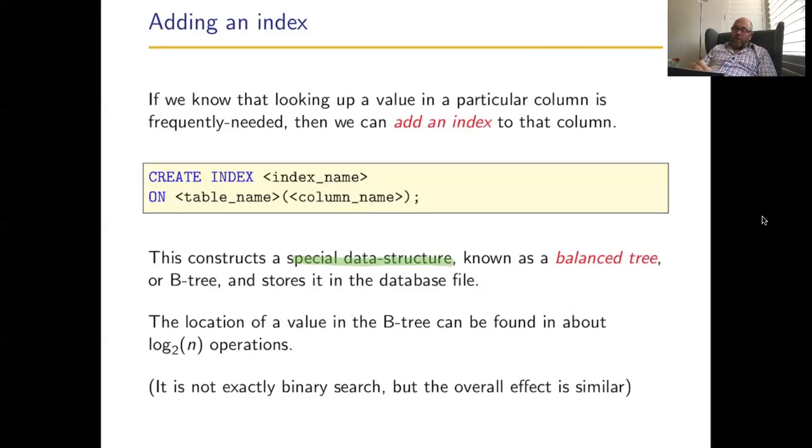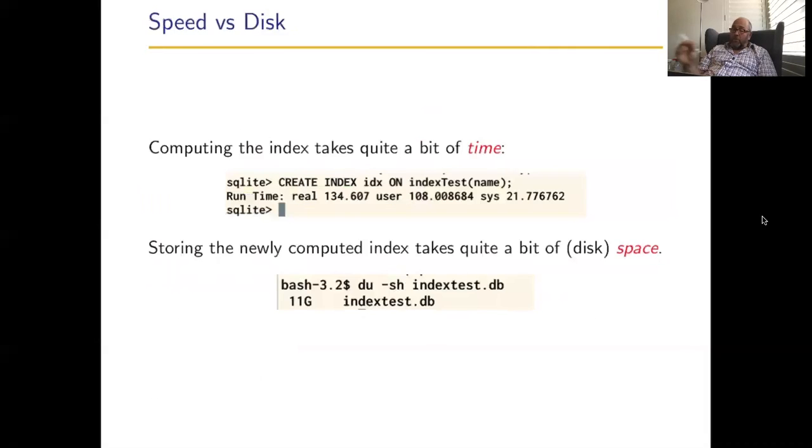How do we do it? Well, we say create index, then we give the index a name, then we say which table we wanted the index to be placed on, and which column from that table. So here is my example. I'm creating an index. I'm going to call it IDX. The name doesn't matter. It's just if we want to delete it later. And it's going to be on the name field of the table index test.